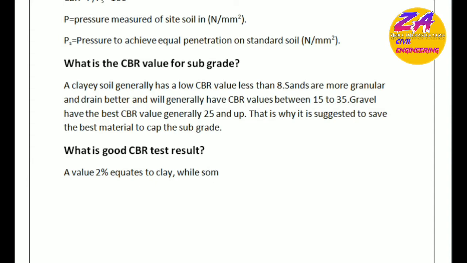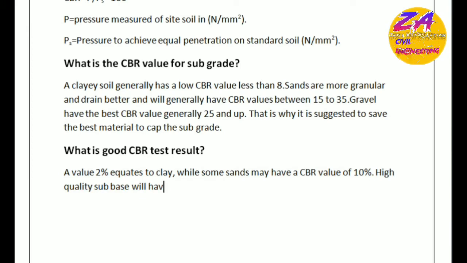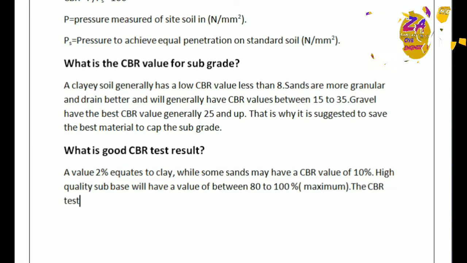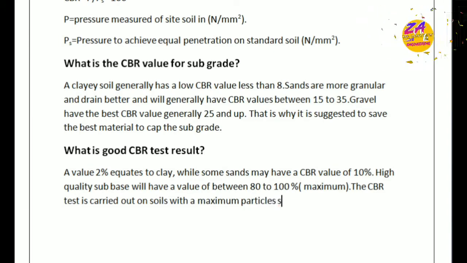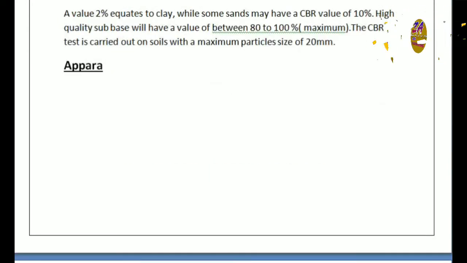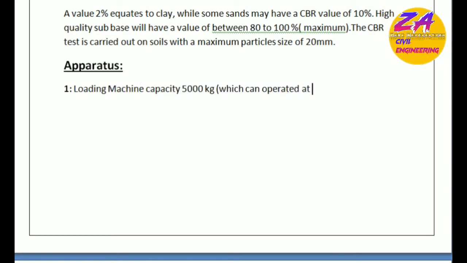What is a good CBR result? A value of 2% equates to clay, while some sands may have a CBR value of 10%. High quality subbase will have values between 80 to 100 maximum. The CBR test is carried out on soils with a maximum particle size of 20 millimeters. Right? Now the apparatus used in this experiment.